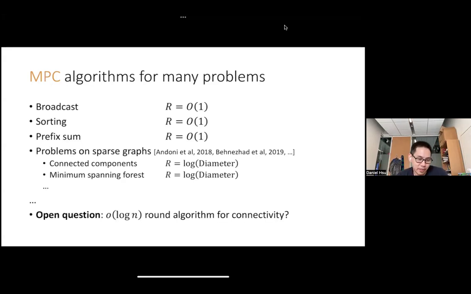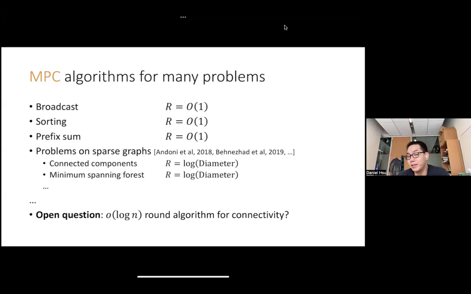There's a lot of relationship between this model and other models of parallel computation. But in this particular model, one thing that people have been struggling with is figuring out if there are sub-logarithmic round complexity algorithms for a lot of basic graph problems, and in particular connectivity. Okay, so this is one of the major open problems, and we're going to get back to this in a bit.